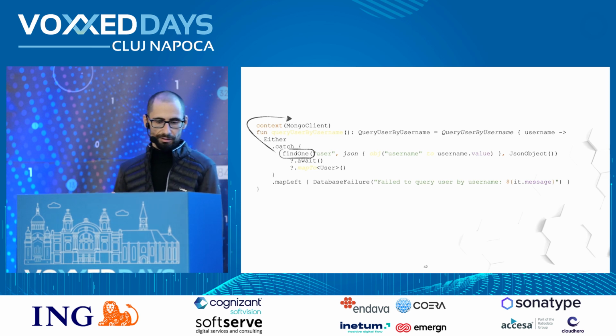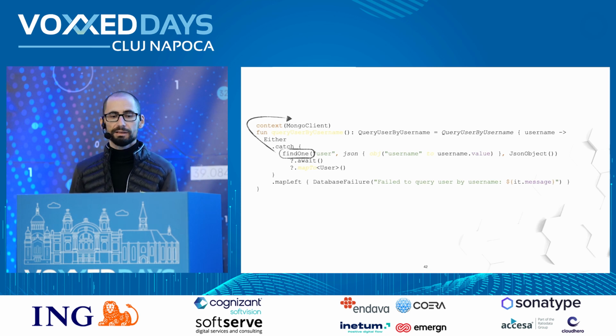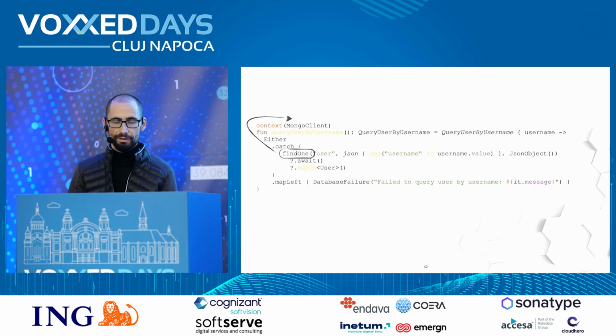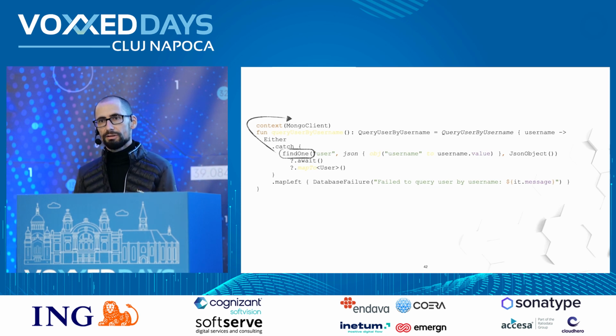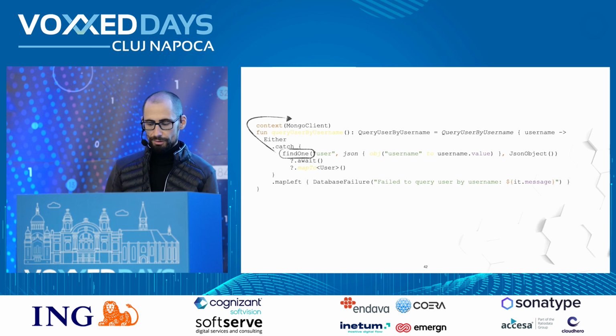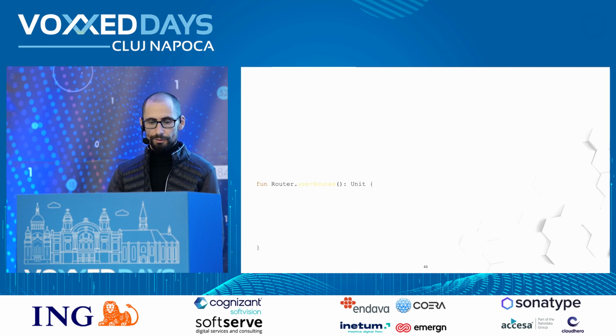However, Vertex doesn't have an advanced DSL for Kotlin like Spring does. So if you see here, find one, for example, takes three arguments. One of them is the name of the collection. The other one is the query as a JSON object. And the third one is the JSON object that Vertex is going to populate with our response. So it's a bit more verbose, it requires more arguments. But other than that, it's pretty much the same.